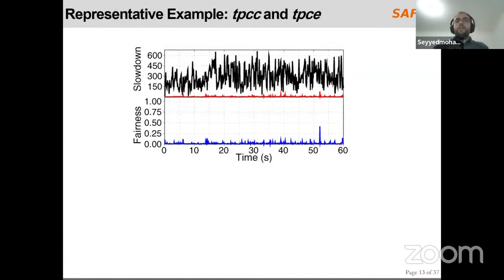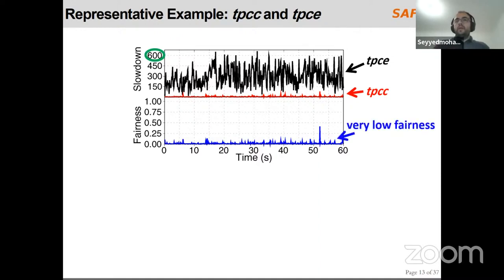So to do an experiment, we did. Here we are reporting results for a representative example of two workloads, TPCC and TPCE. We can observe that TPCC has experienced some slowdown, but it's not comparable to the slowdown that TPCE experiences. You can see that TPCE slowdown can be up to 600.